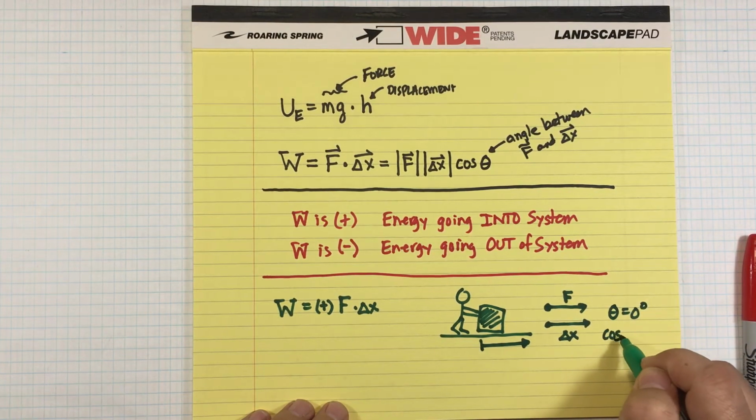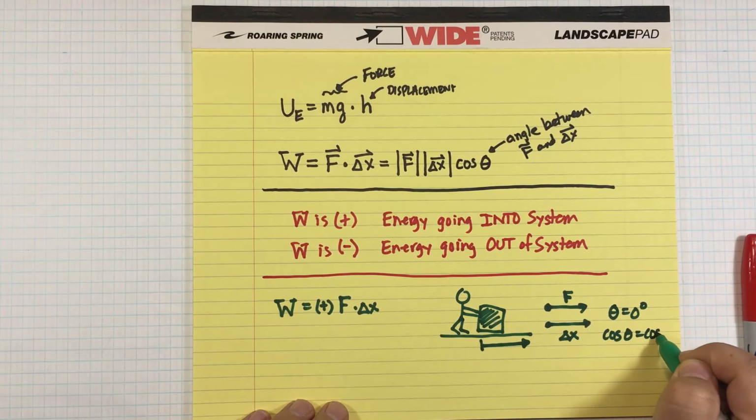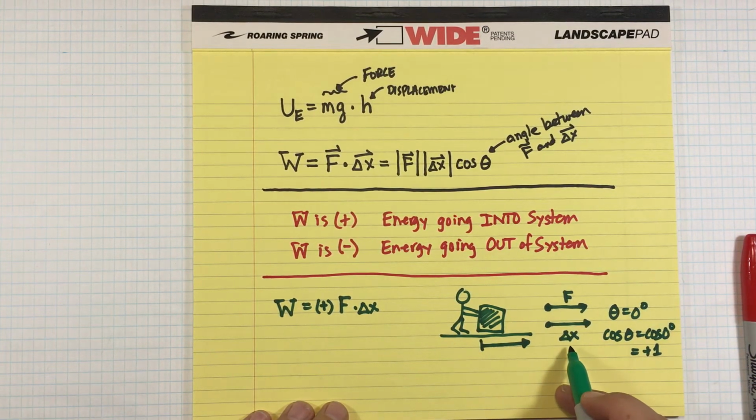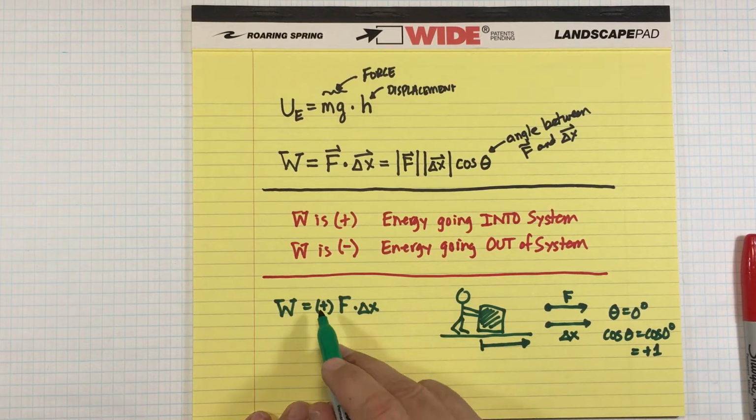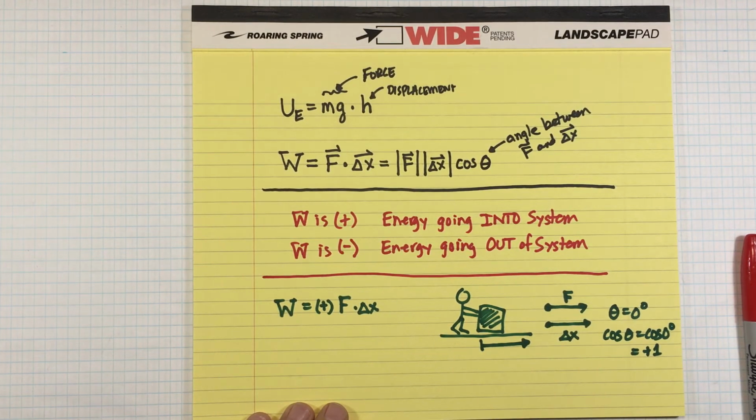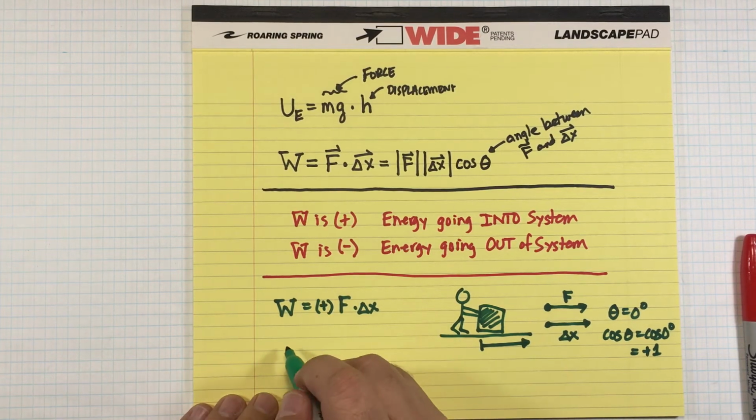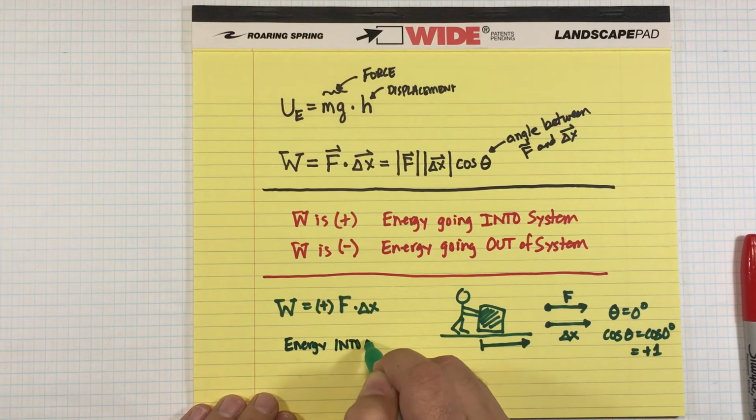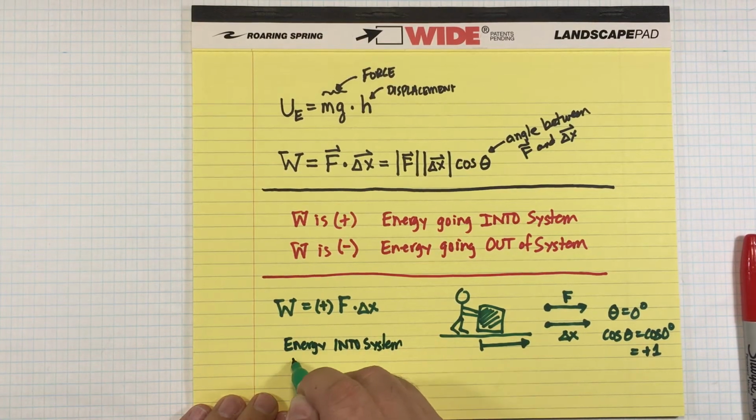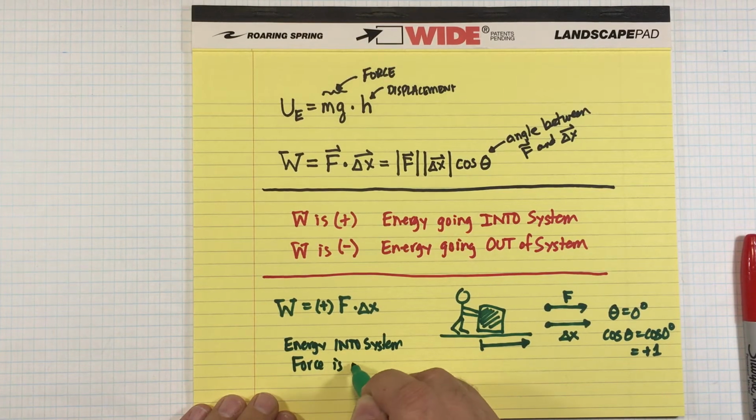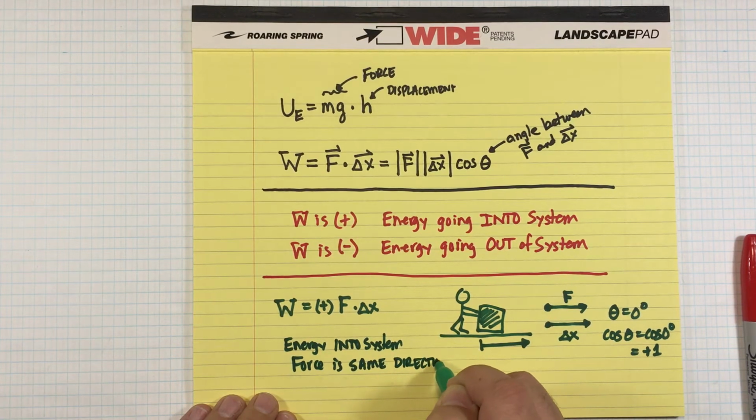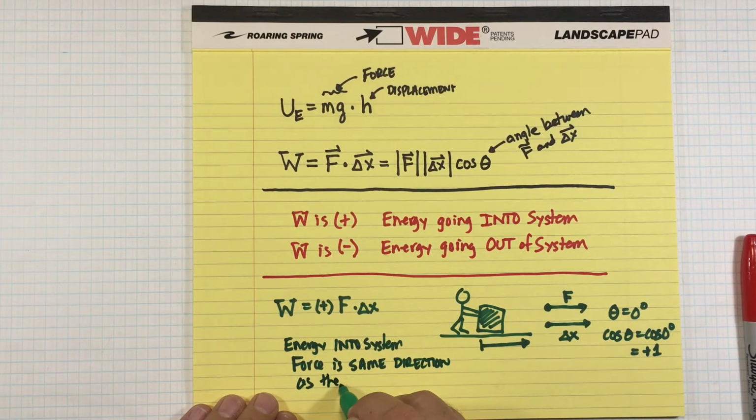And so the cosine of theta is the cosine of 0 degrees, which is +1. So the absolute value of the force, whatever it is, the absolute value of the displacement, whatever it is, times +1 gives me a positive force. Okay? So in this case, I put energy into the system when force is in the same direction as the displacement.